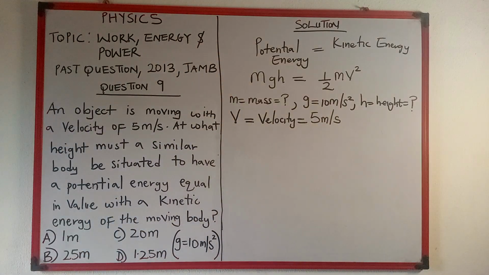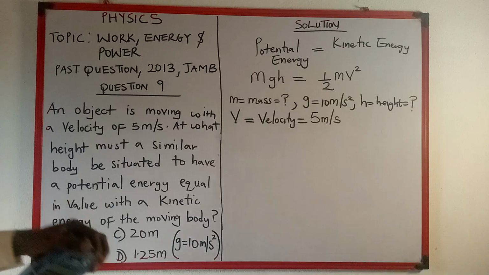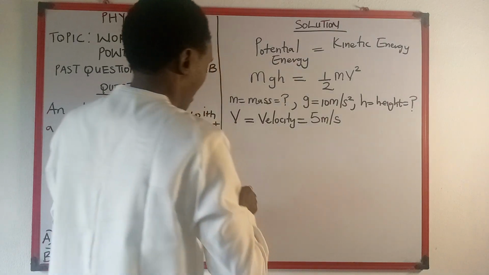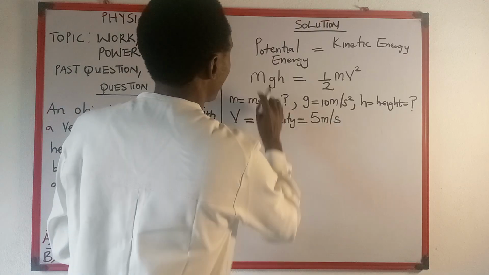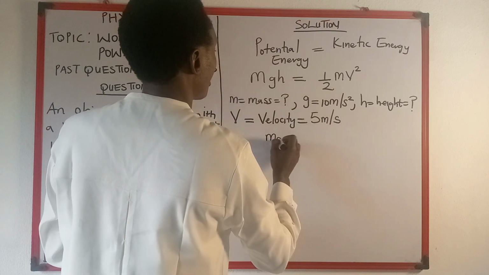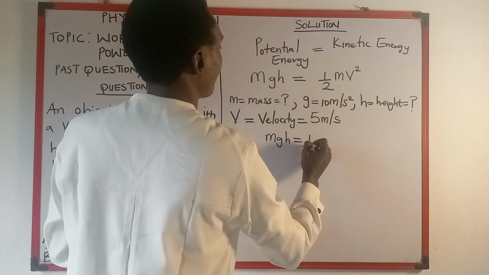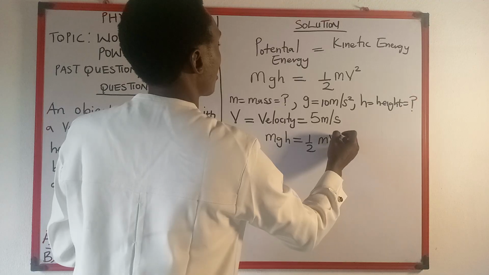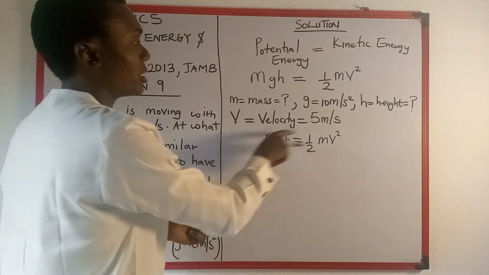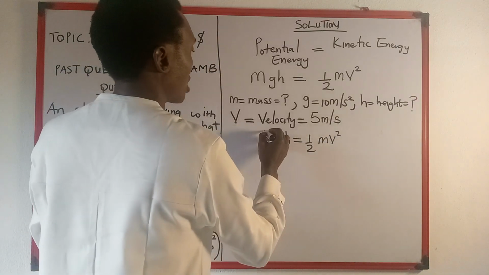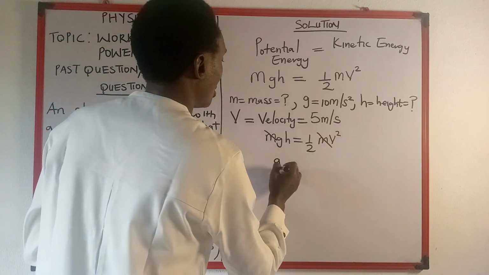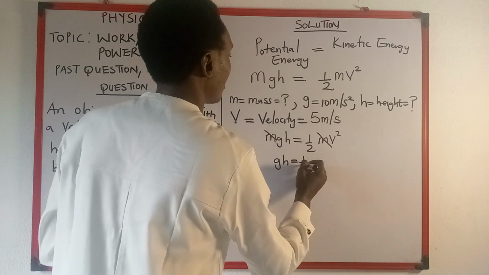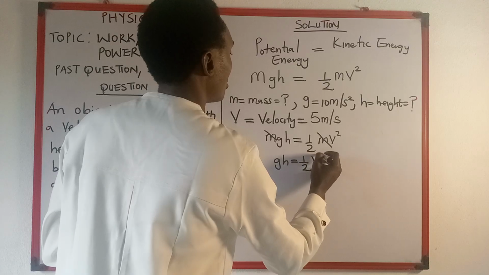Now let's equate and solve. So from here, mgh is equal to 1 over 2 mv squared. Now if you notice, m is appearing here, m is appearing here, so we are free to cancel. Cancel, and what is left? gh is equal to 1 over 2 v squared.